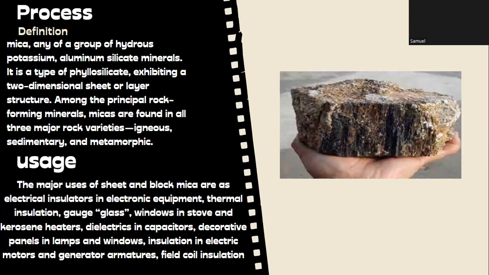The usage: the major use of sheet and block mica is as electrical insulators in electronic equipment, thermal insulation, glass windows in stoves and kerosene heaters. Dielectrics in capacitors, decorative panels in lamps and windows, insulation in electric motors and generator armatures, field coil insulation.